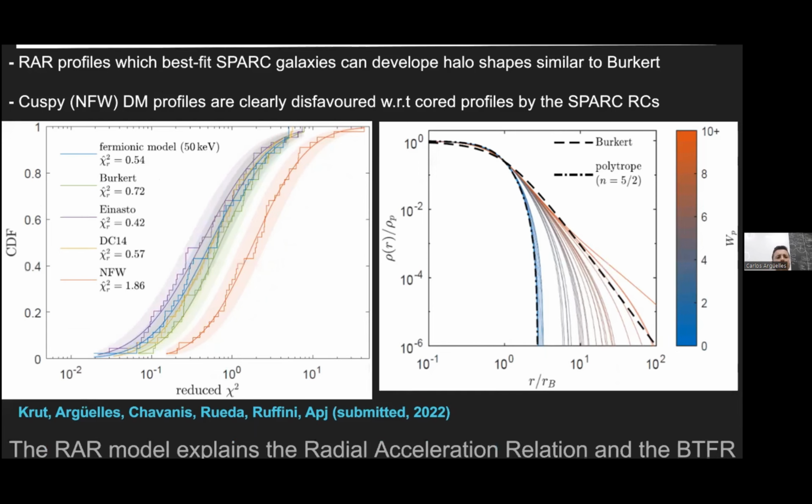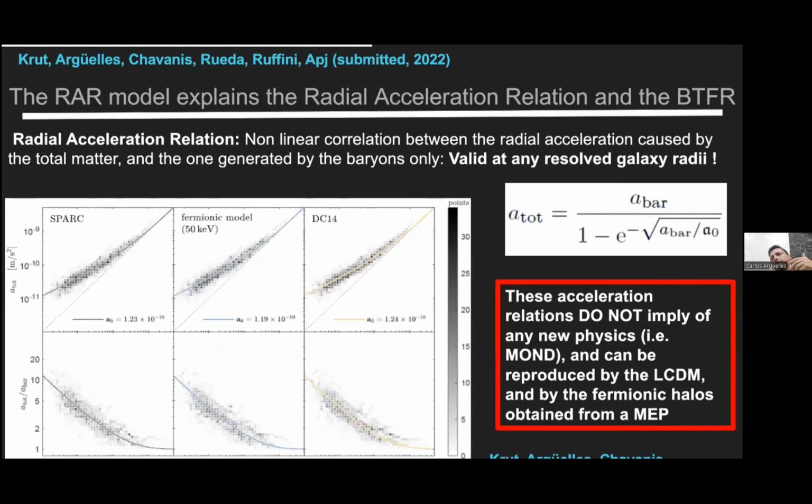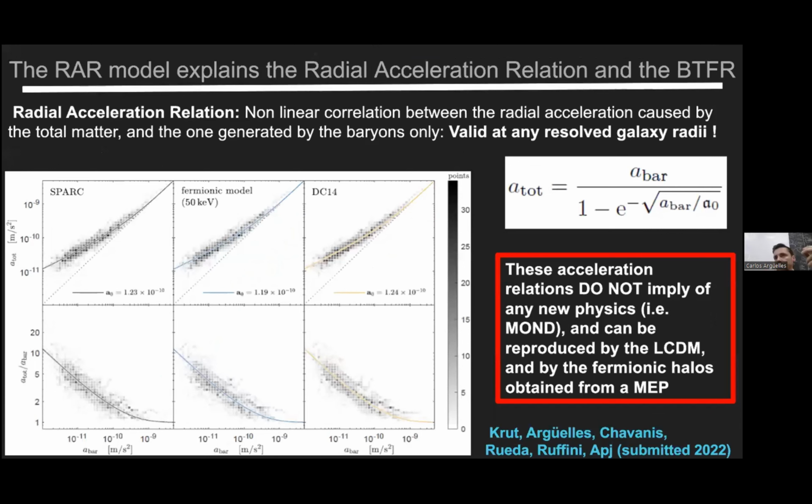Then we have attacked the problem of, okay, this is fine for given rotation curves of individual galaxies, but what about universal relations that cover, on average, many different galaxies? So two of these relations are the so-called radial acceleration relation and the baryonic Tully-Fisher relation, which are important relations that any dark matter model should fulfill. The radial acceleration relation is a non-linear correlation, as you see here in the plot, between the radial acceleration caused by total matter, in the y-axis, with respect to the one generated by baryons only, in the x-axis.